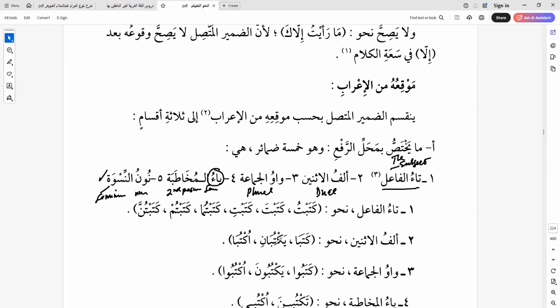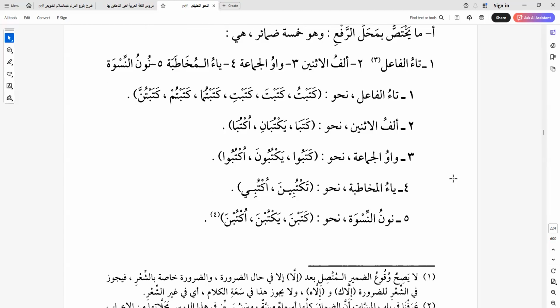So these are the dama'ir. That which is for fa'il. And then we have alif ithnain. We have waw al-jama'ah. We have ya al-mukhataba. And then we have noon al-niswa. Now let's look at the example of them in the grammar. The use of ta al-fa'il.